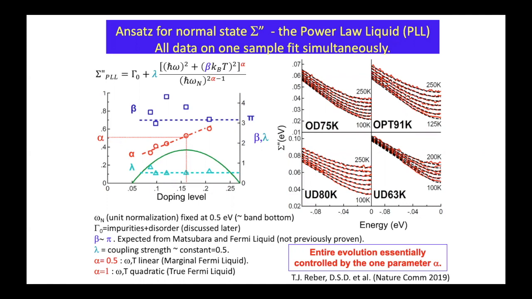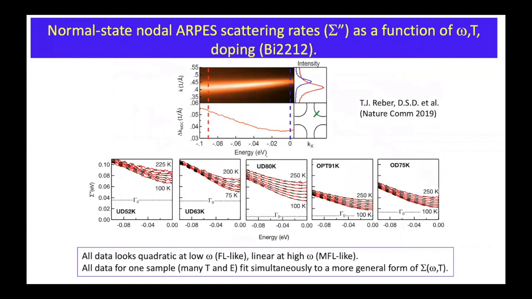This key thing then is alpha. That's the thing that's varying. I already showed you that goes to 0.5. If you extrapolate to much higher dopings, eventually, imagine this might come to 1, and that would be a Fermi liquid, quadratic in omega, quadratic in T scattering. And there's a gamma naught, some impurity scattering. I already showed you where those are. In the data, those do bounce around a little bit. That's an offset.